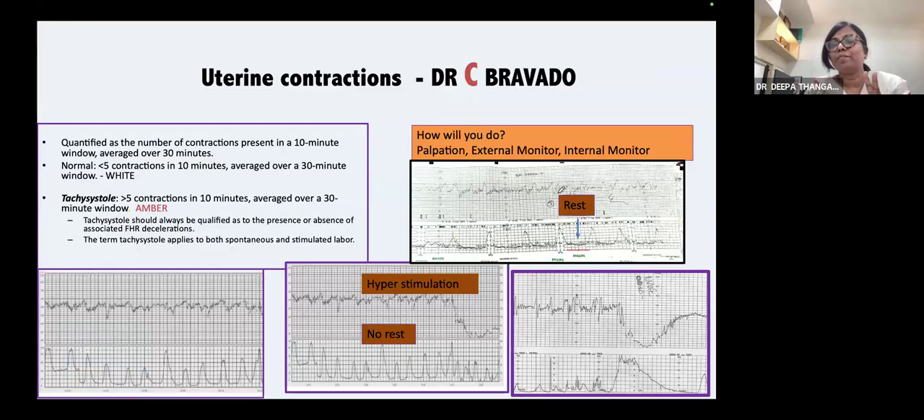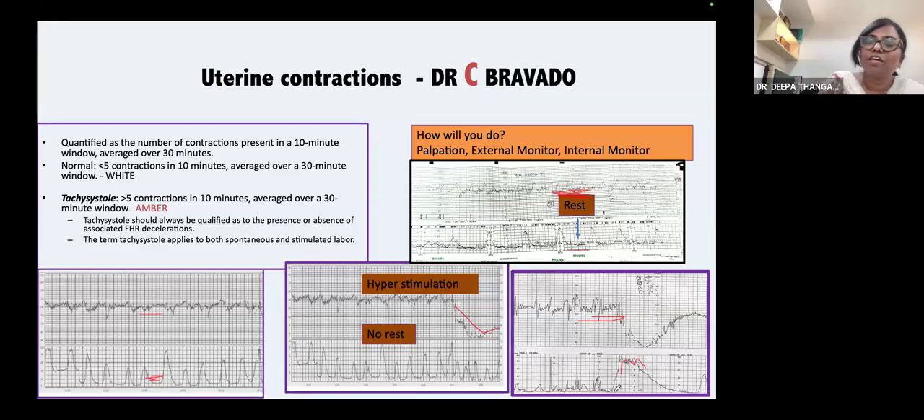The same thing reflects for the baby also. The baseline has to come back to the baseline resting period, stable for 2 minutes. So this is the baseline resting period. But here there is no resting period between the contractions. That is more in number. Any more than 5 contractions, or contractions associated with decelerations, is called hyperstimulation, and this is called tone.